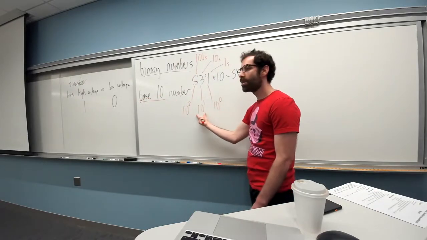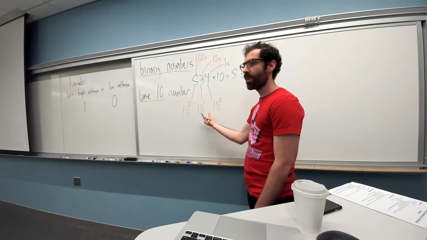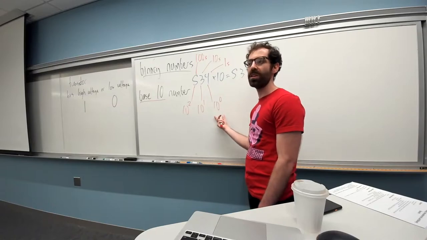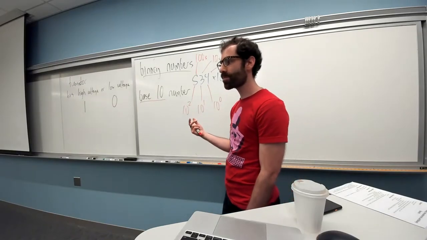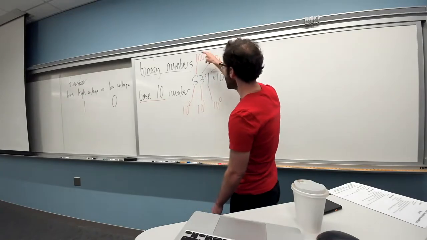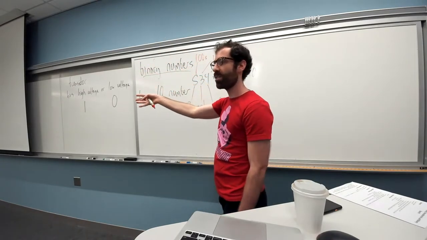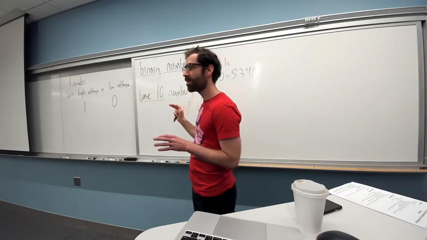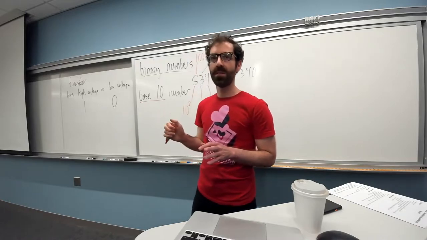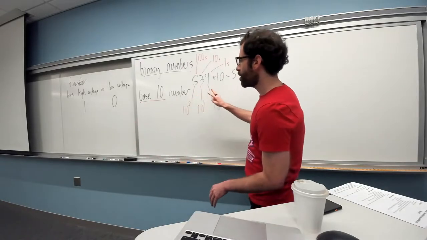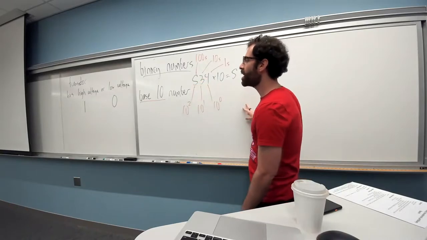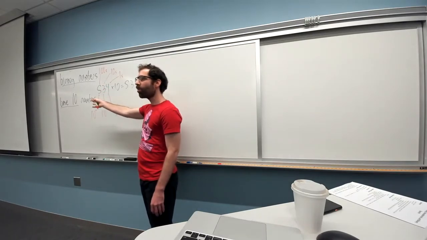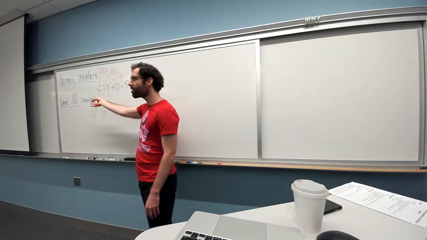Each of these places tells us how many of some power of 10 there are. And the base of each of these exponents is 10. And so we have ones, tens, hundreds, thousands, ten thousands, and so on. With me so far? Questions on this? So we can have base 10 numbers. And if we can have base 10 numbers, we can have base something else numbers.